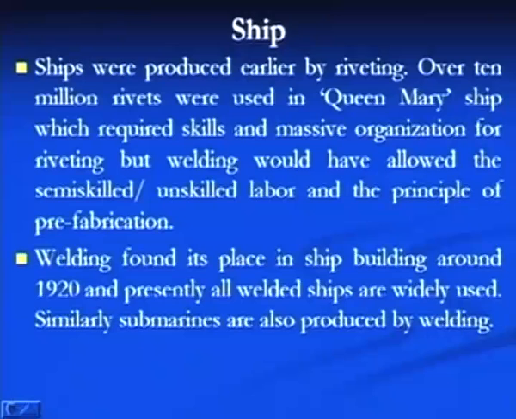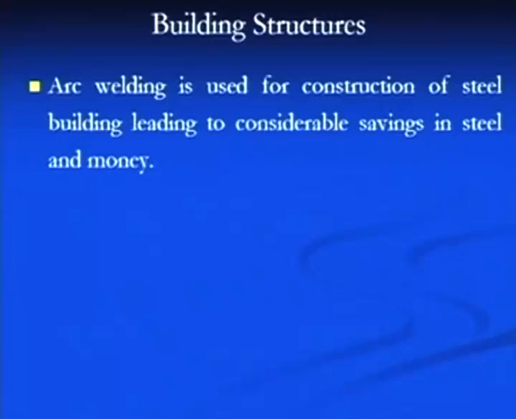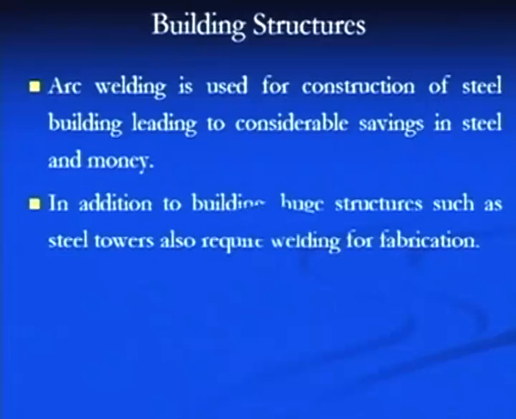Similarly, submarines are also produced by welding. Welding is also used in building structures. Arc welding is used for construction of steel buildings, leading to considerable savings in steel and money. In addition to buildings, huge structures such as steel towers also require welding for fabrication.